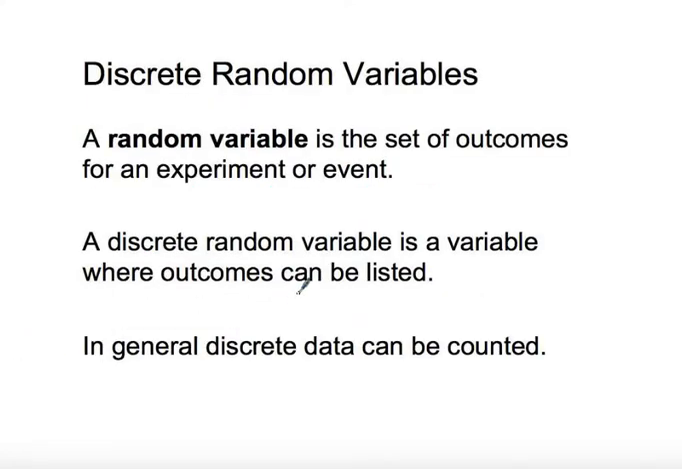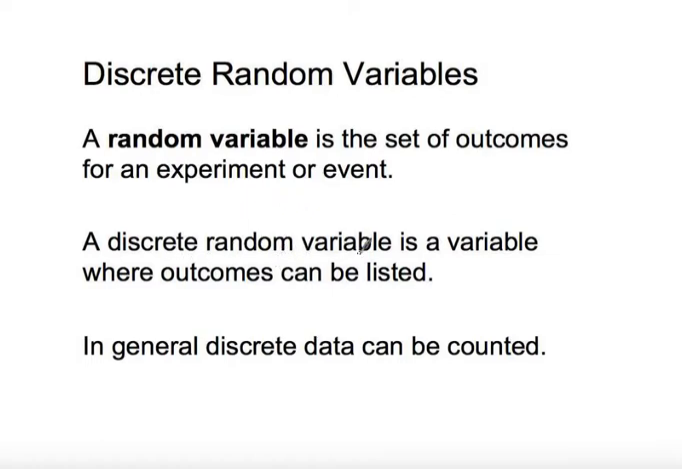So, discrete random variables. A random variable, first of all, is the set of outcomes for an experiment or an event. It's as simple as that. So heads, tails, these are random variables. Rolling a dice, 1, 2, 3, 4, 5, 6, these are random variables. Any outcome of an experiment or an event is a random variable.